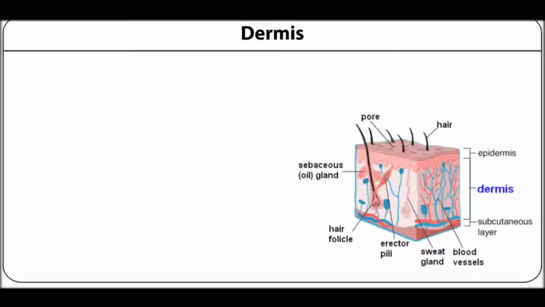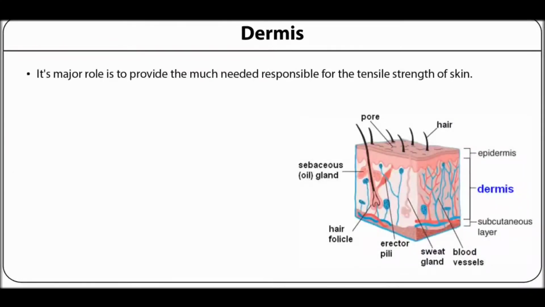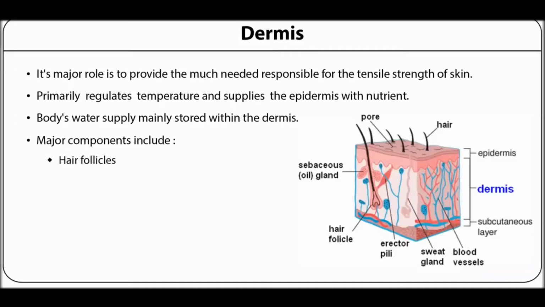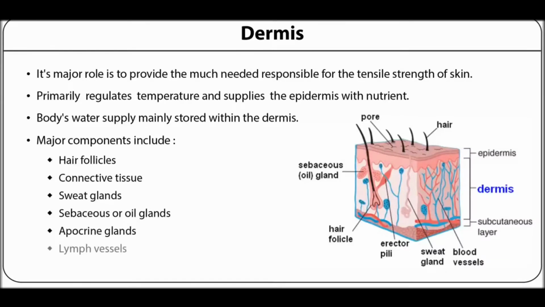Following the epidermis is the dermis layer, which has a major role in providing the much needed tensile strength to the skin. It primarily regulates the temperature and supplies the epidermis with nutrients. The body's water supply is mainly stored within this dermis. It has major components like the hair follicle, connective tissue, sweat glands, sebaceous or oil glands, apocrine glands, lymph vessels and blood vessels.